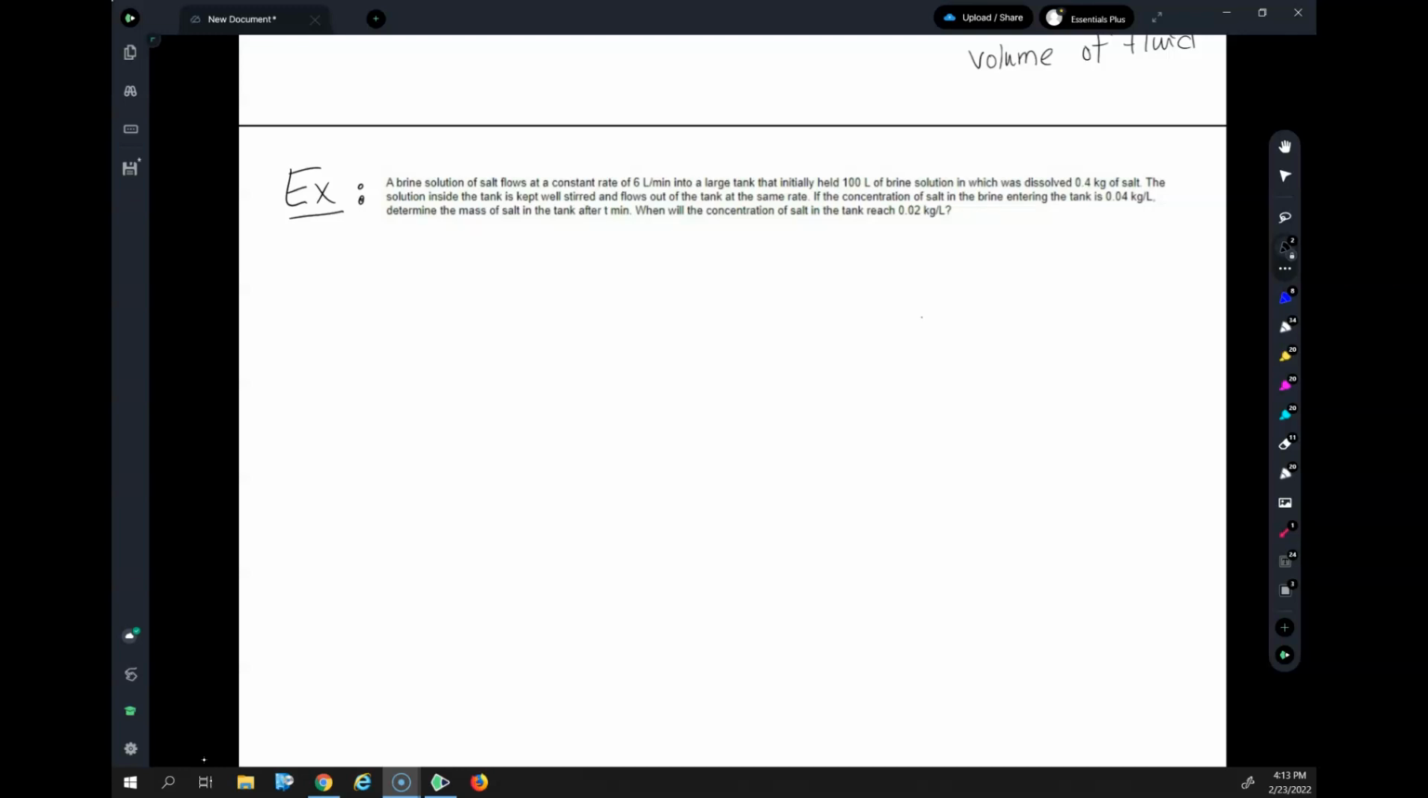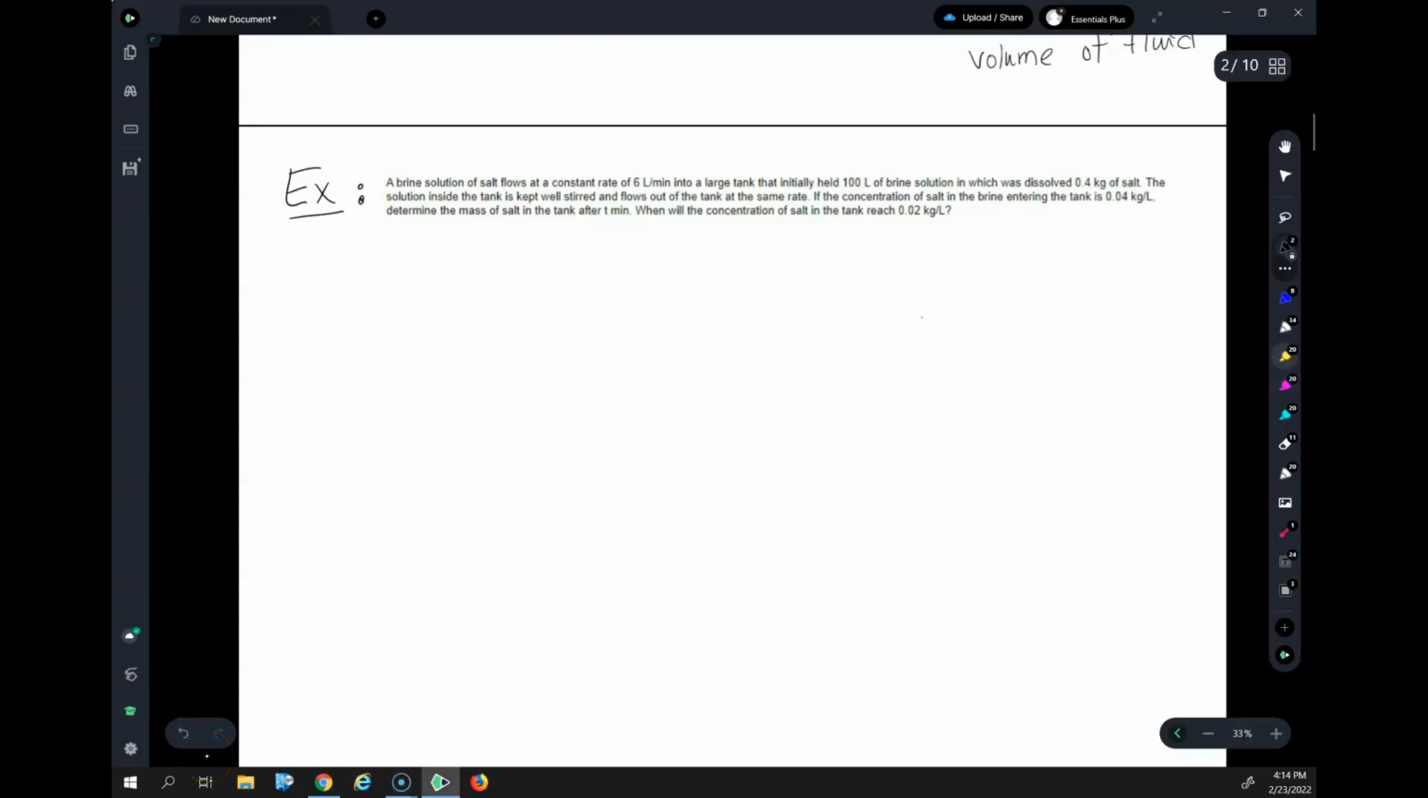It says a brine solution of salt flows at a constant rate of 6 liters per minute into a large tank that initially held 100 liters of brine solution, in which was dissolved 4/10 kilograms of salt. The solution inside the tank is kept well stirred and flows out of the tank at the same rate. If the concentration of salt in the brine entering the tank is 4/100 of a kilogram per liter, determine the mass of salt in the tank after t minutes.